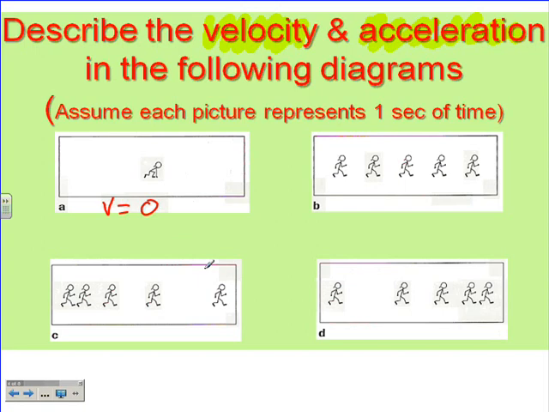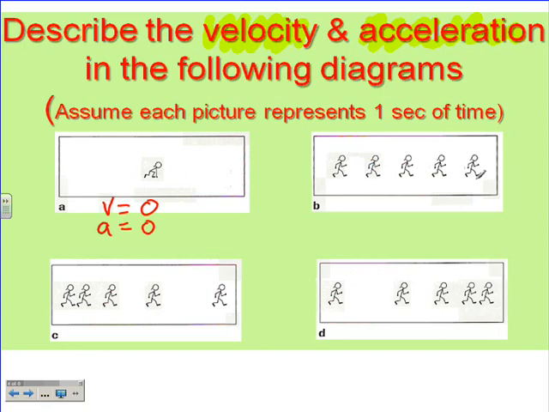Remember, though, from the previous page, our definition of acceleration is how much the velocity changes over time. Well, this velocity isn't changing at all. So that means that her velocity is 0, but she also has a 0 acceleration as well. No velocity, no acceleration. That's going to be a constant velocity. Okay?